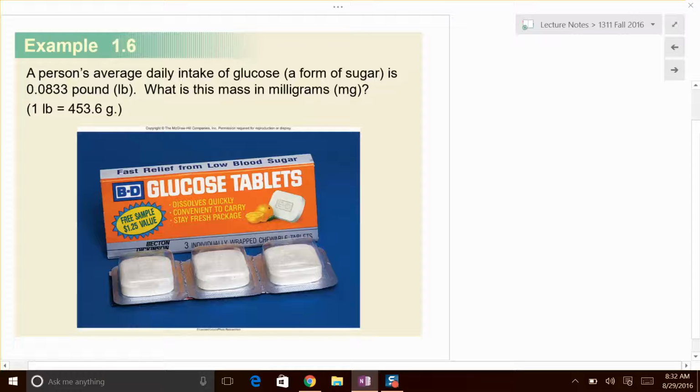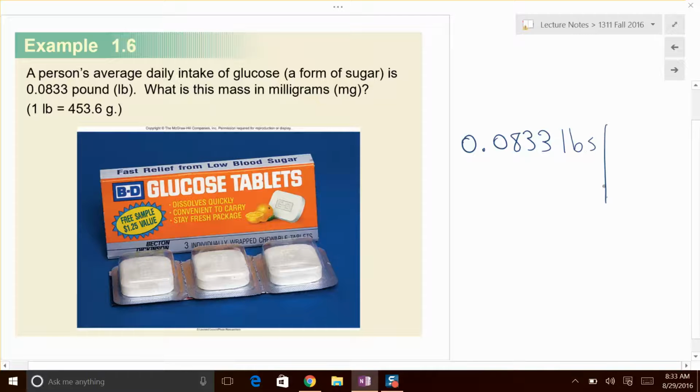A person's average daily intake of glucose is 0.0833 pounds. What is this mass in milligrams? So, what is my given here? .0833 pounds, right? That's my given. That's what I'm starting with. I want to convert it from pounds to what? To grams, and then to milligrams. That's right. Okay? So that's the process.